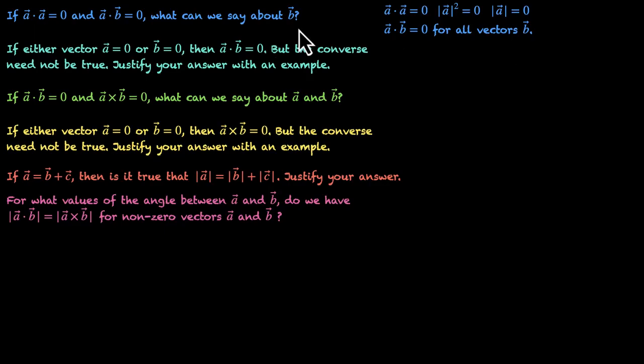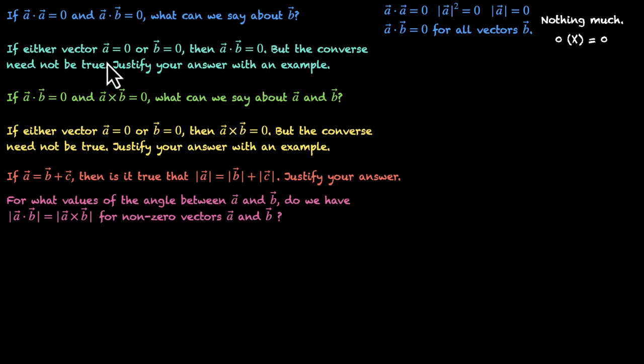So what can we say about b? Well, nothing much. This is the same as asking what can we say about x if 0 times x is equal to 0. Well, this is always going to be 0. So we can't say anything about x. Alright, let's move to the next one.